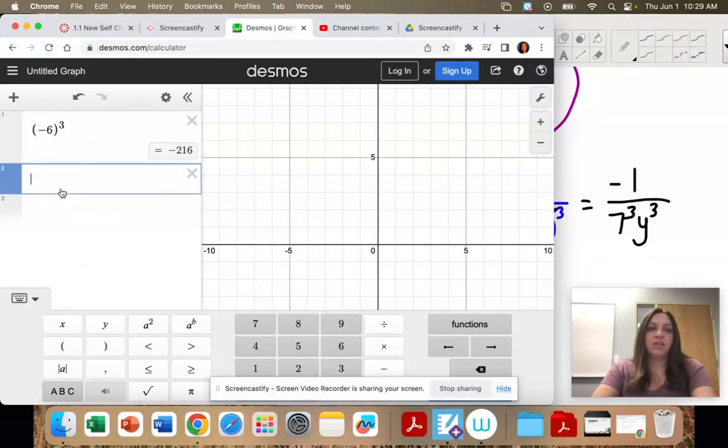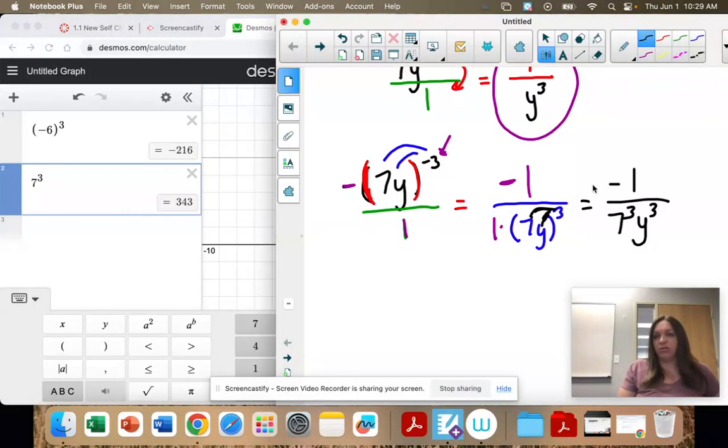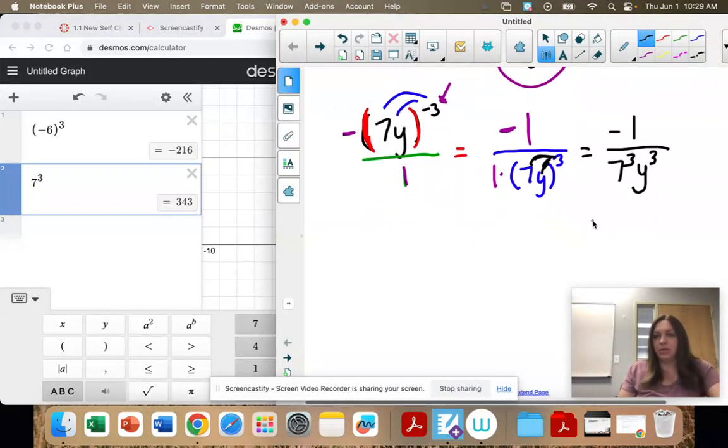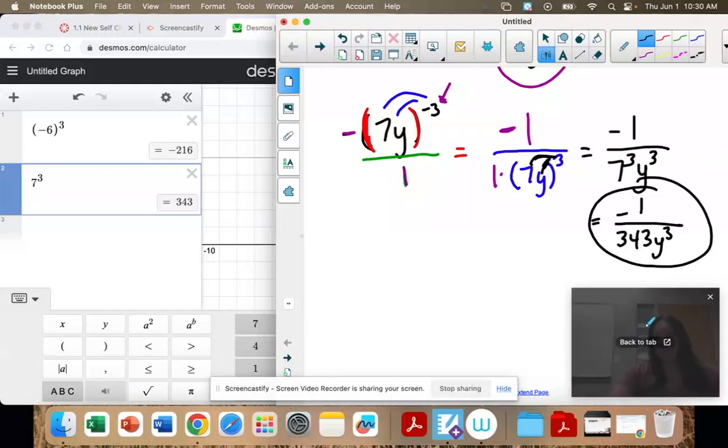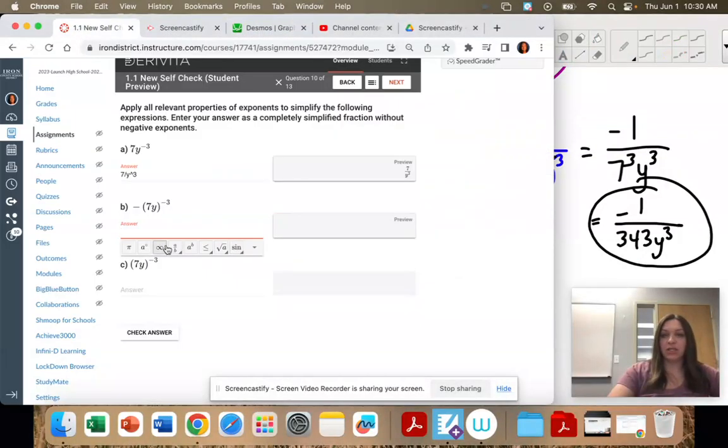So 7 to the third power is 343. So negative 1 on the top, 343 y to the third. That's as simplified as we can go. There's no negative exponents. There's a fraction. We did everything we're supposed to do. So negative 1 over 343 y to the third.